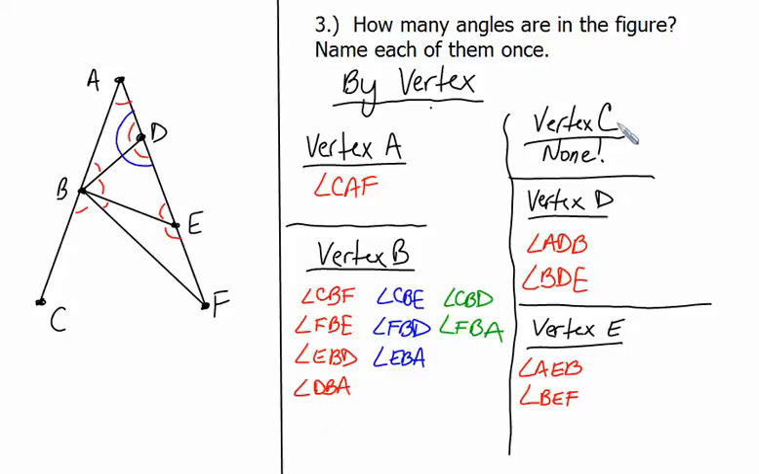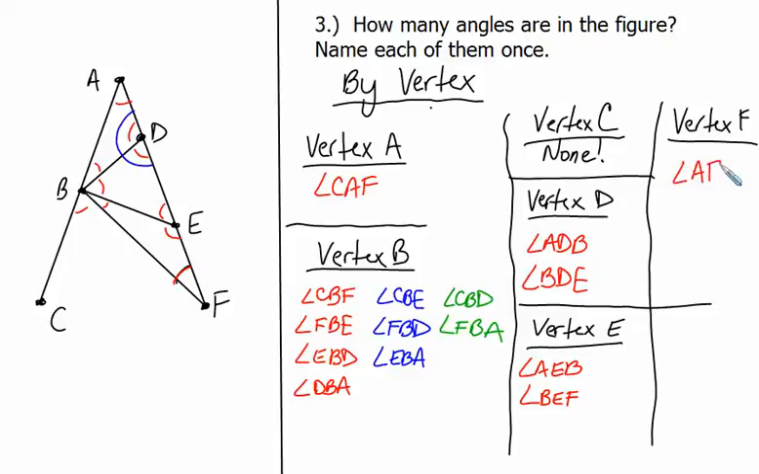Now here's where the organization is important. We still have vertex F. It keeps us mindful of what we've done and what we still need to do. At vertex F, there's one angle, and that would be this angle that we could name as AFB, or DFB, or EFB, or BFE. Just pick one of those names. I'm going to go with AFB, and that should be all of the angles.